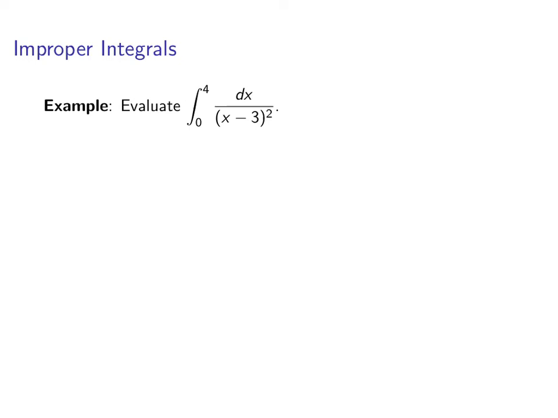Hello, calculus fans! Let's evaluate the integral from 0 to 4 of dx over (x minus 3) squared. Now, the very first thing you should notice is that the integrand is discontinuous at x equals 3. Look what happens when we plug in x equals 3. We'll get a 0 in the denominator, and that's exactly what makes this thing discontinuous.